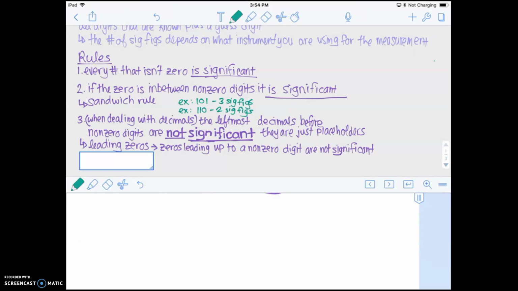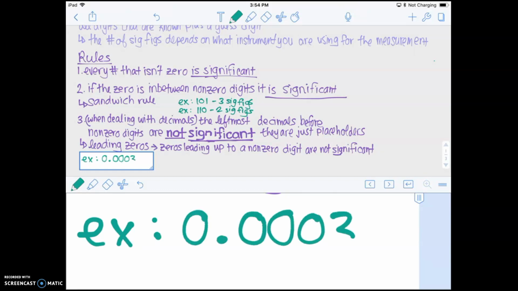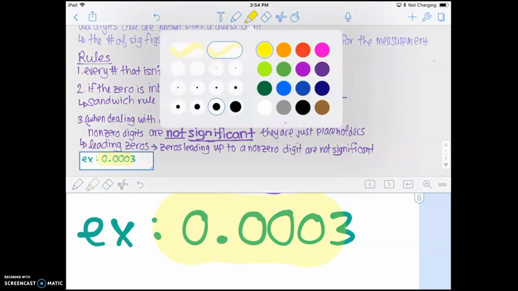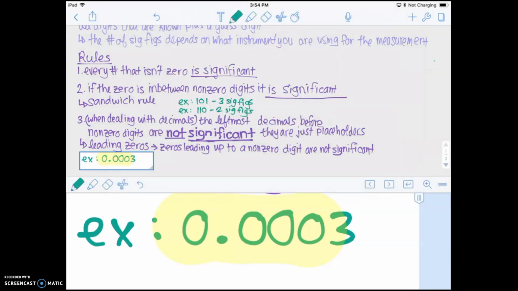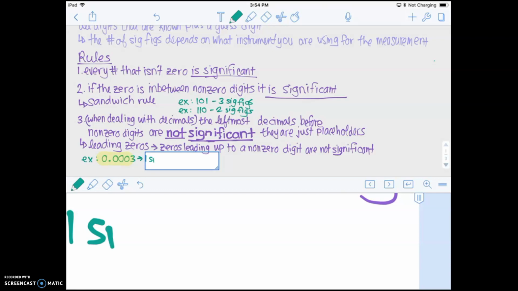So let's do a few examples and really define what we mean here. If you were given the number 0.00030, actually, let me take out that last 0 really quick because we haven't gotten to that rule. So if you were given this number, do you see how all of these zeros are leading up to our first non-zero digit? So that means none of them are significant. This little guy only has 1 sig fig. Give it a second. 1 sig fig.